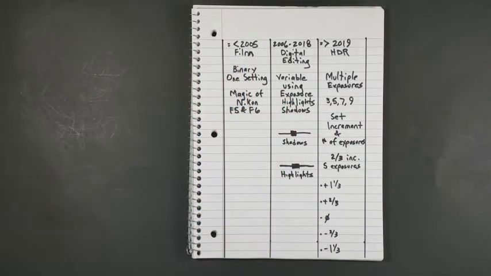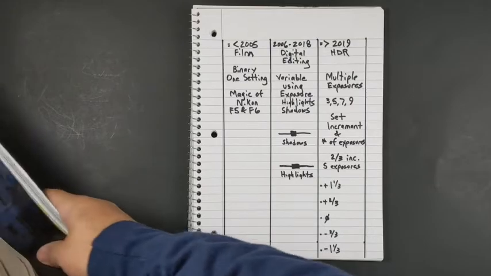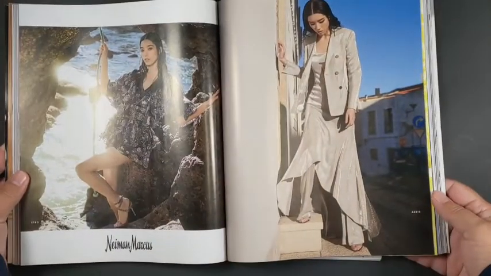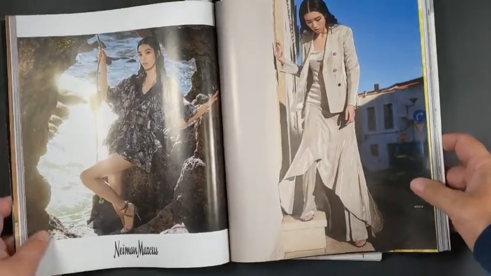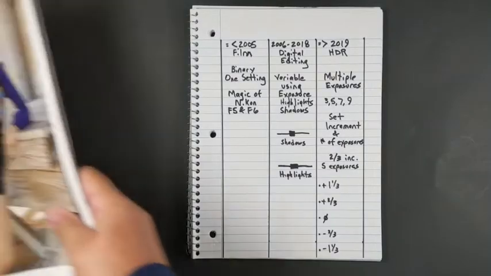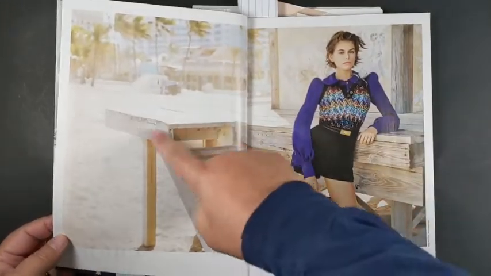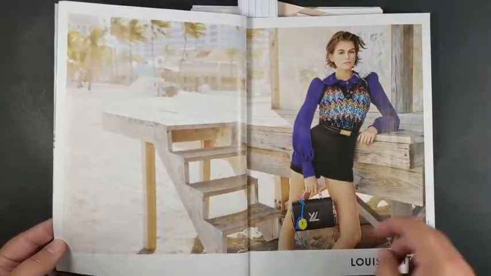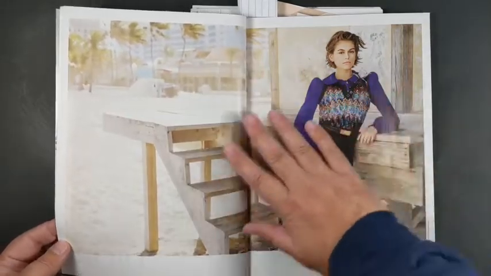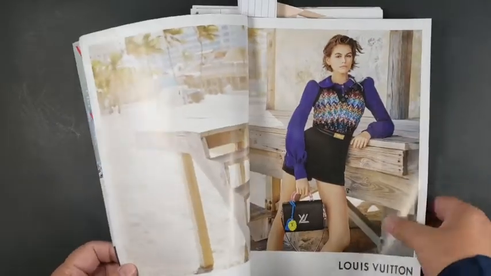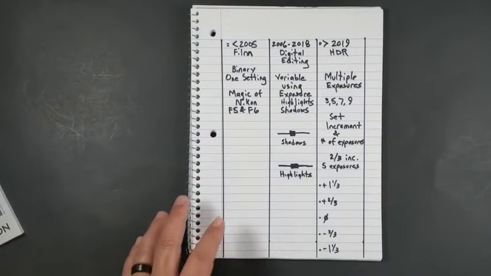Now that's what these two photos look like. These look like film because of how dark the shadow is here and how bright the sun is here on this beach, with the palm trees and the sand. Okay, this looks like pre-2005 film. And so let me explain a little further.